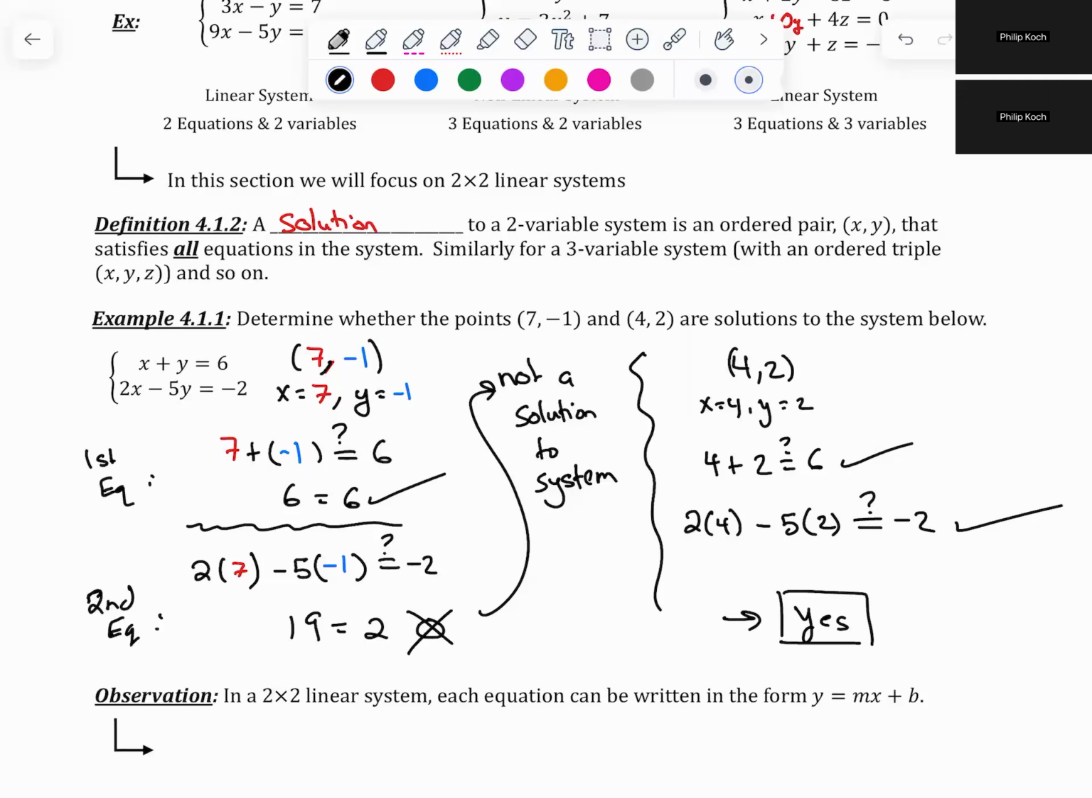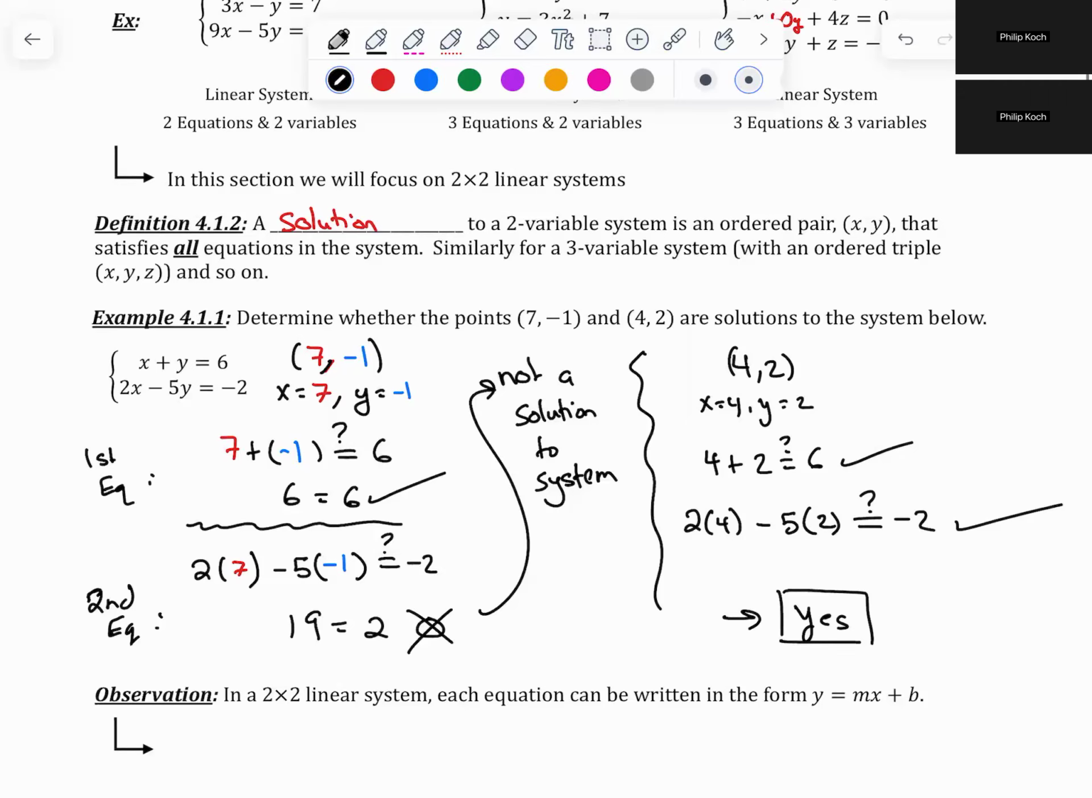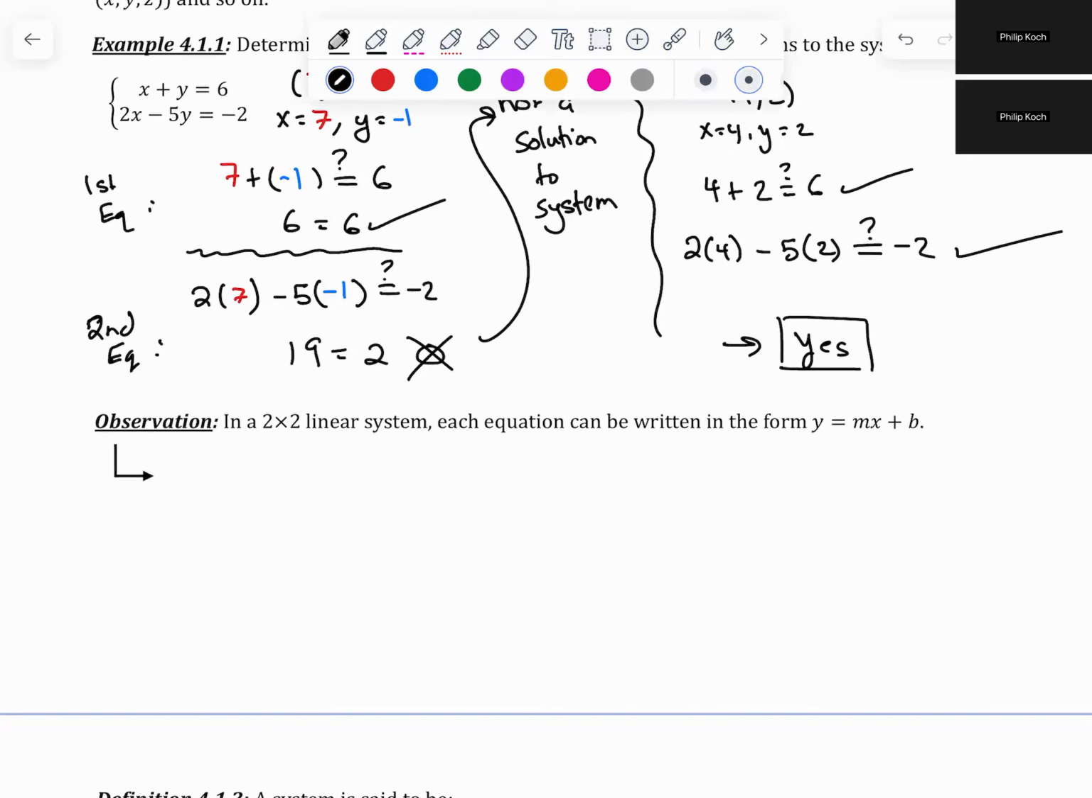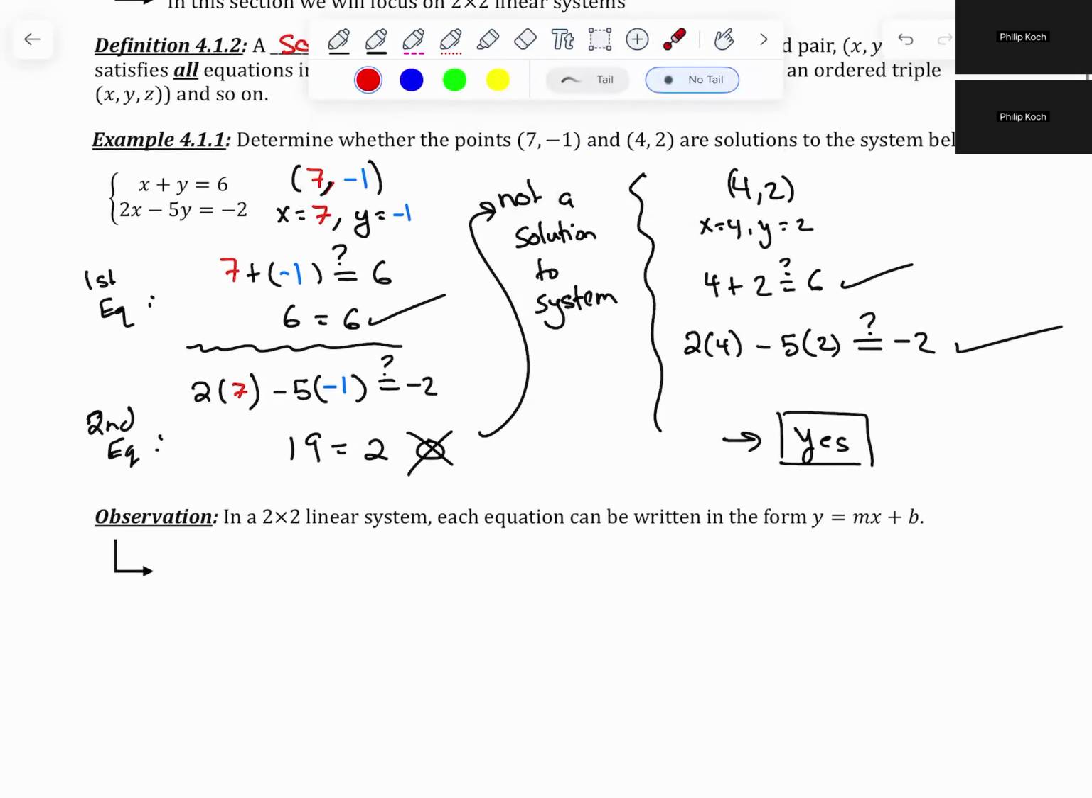You use matrices, you use systems of equations to figure that out. So now the observation is that in a 2x2 linear system, each equation could be remanipulated to be in the format of y equals mx plus b, right? For this one, we'd have just to subtract x. Here, we'd have to subtract 2x and then divide by -5. But either way, we could get them into the format of y equals mx plus b, or a line.